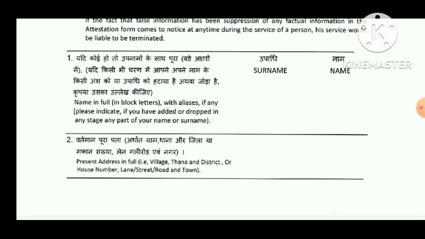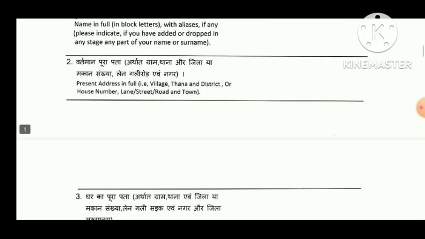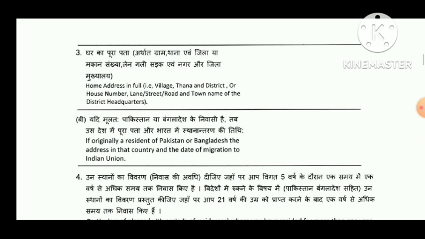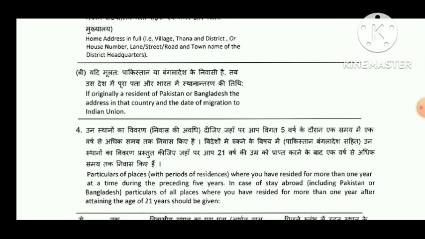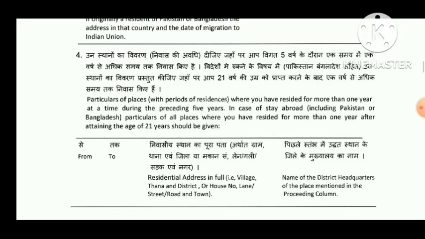in block letters. Later on you have to fill the present address, the full present address, then the home address. In section B, if you are originally a resident of Pakistan or Bangladesh, you have to mention the address in that country and the date of migration to the Indian Union. Later, in the fourth point, you have to give the particulars of the places where you have resided for more than 1 year at a time during the preceding 5 years.